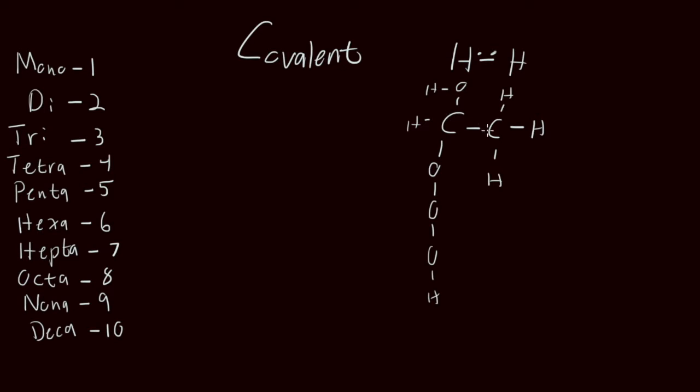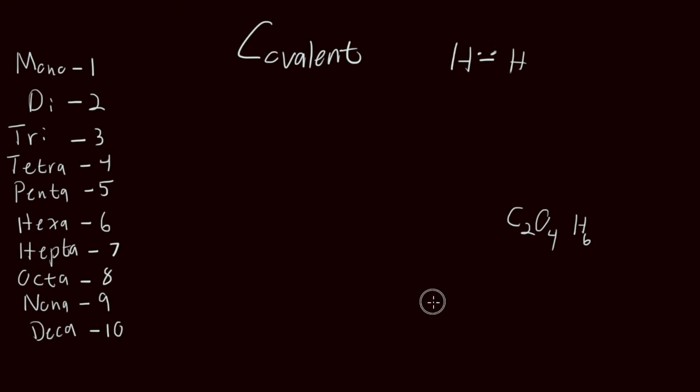I could have some proportion of C to O to H here, but that doesn't really tell me what's going on in this picture. I would need to physically count 1, 2 carbons, so I'd have a C2, and then 1, 2, 3, 4 oxygens, so O4, and then 1, 2, 3, 4, 5, 6 hydrogens. C2O4H6 would give me the molecular formula for this structure, for this covalent compound. Okay? So when we have covalent compounds, they are going to have a completely unique molecular formula.